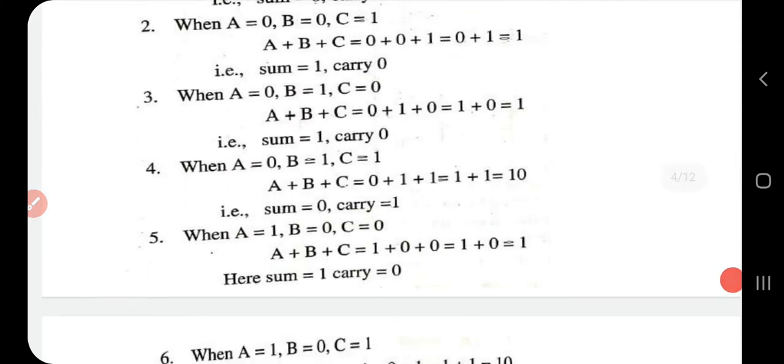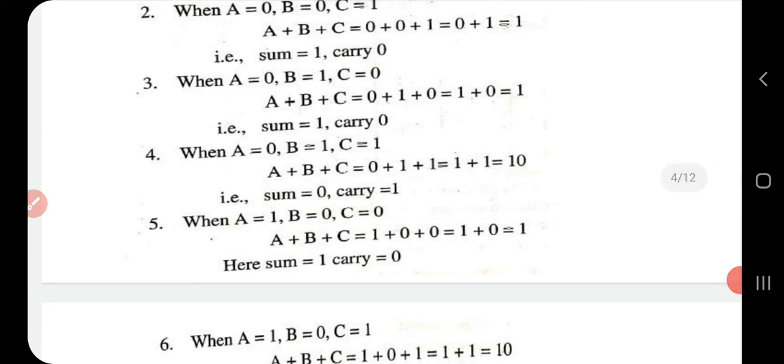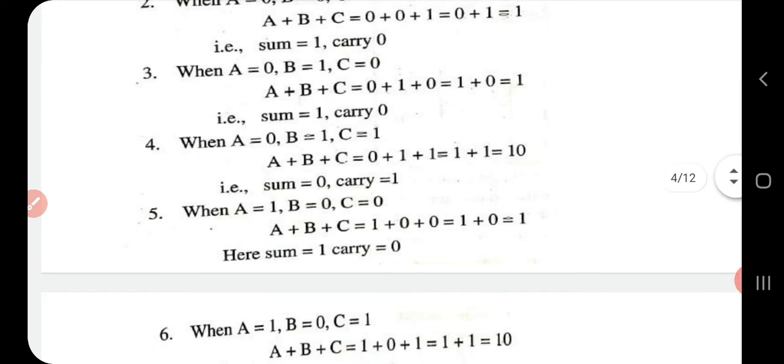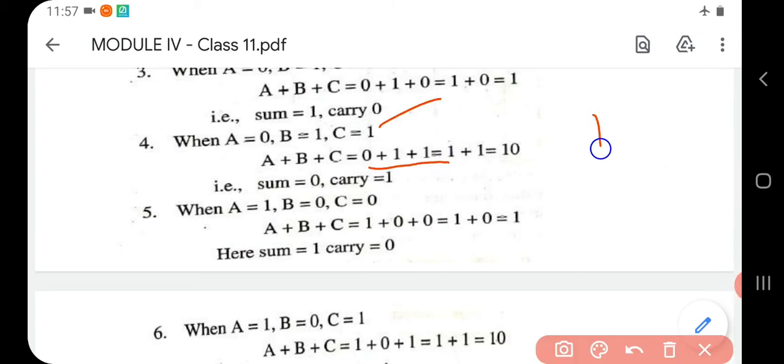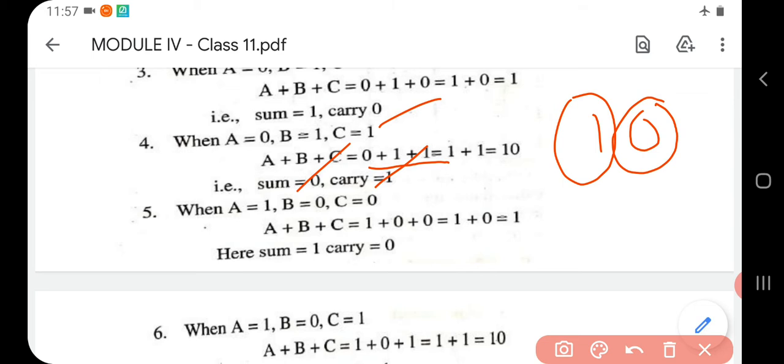See, this was what we have explained now. When A is 0, B is 1 and C is 1, what will be the sum? That is 0 plus 1 plus 1. So sum will be 1 0. In that case 0 will be taken as the sum and 1 will be taken as carry. So each of these combinations I have explained in detail.